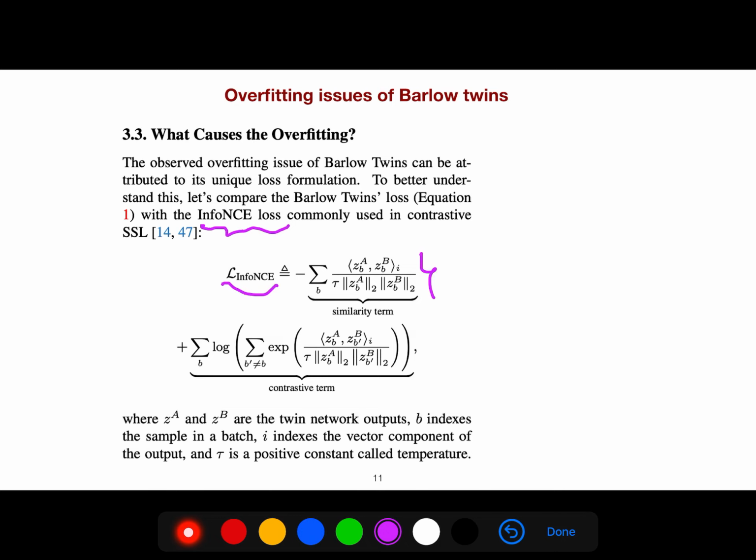B indexes the sample in a batch. I indexes the vector component of the output. And tau is called temperature. I've seen some articles that emphasize an influence of this temperature on alignment and uniformity.